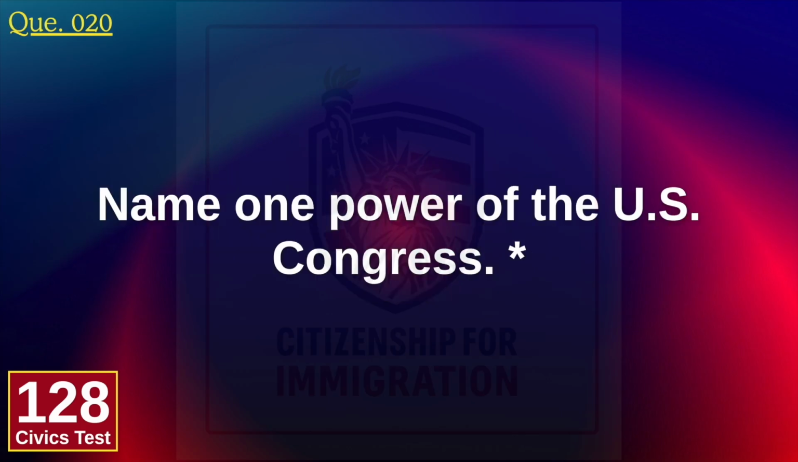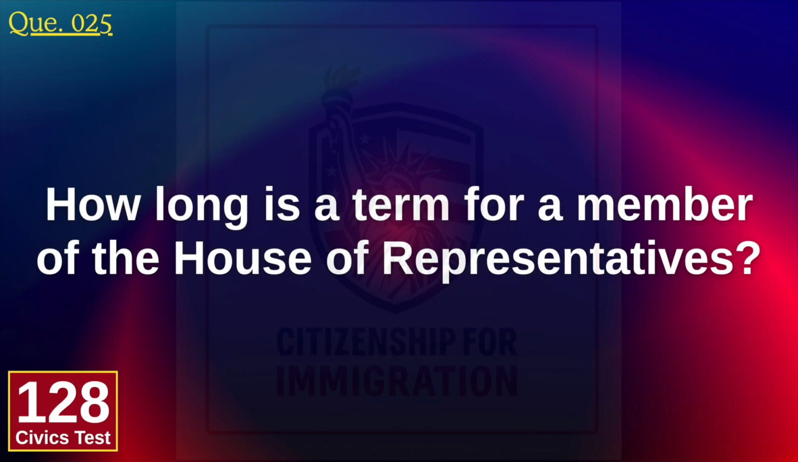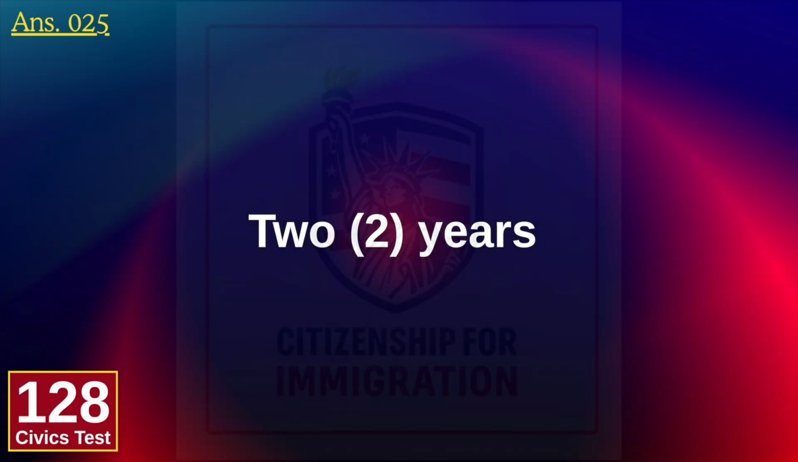Name one power of the U.S. Congress. Rights laws. How long is a term for a member of the House of Representatives? Two years.